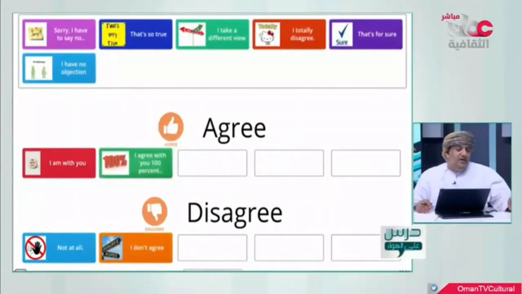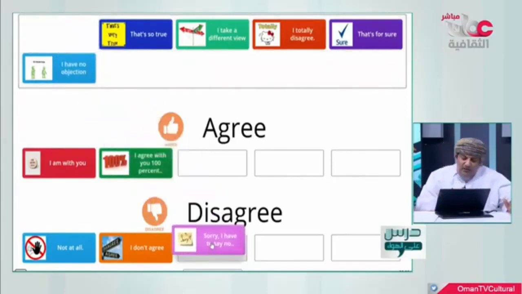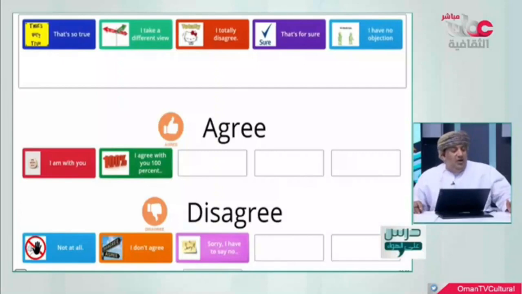"Sorry, I have to say no." Is it agreeing or disagreeing? Sorry, I have to say no. So this is disagreeing, of course. Okay, "That's so true." You mean you are agreeing with the person. So this is agreeing.